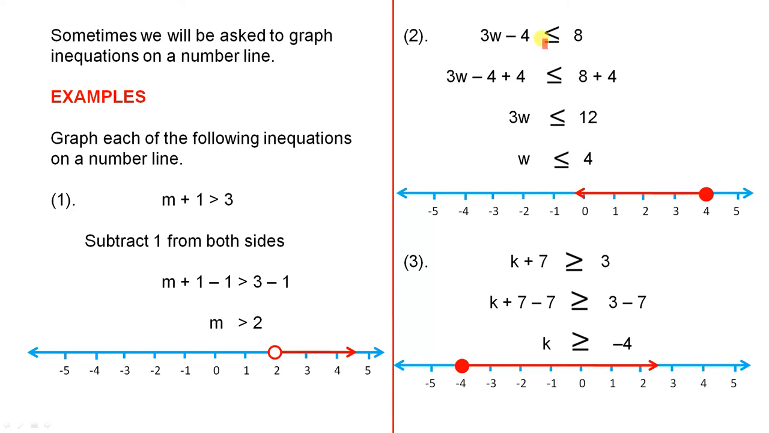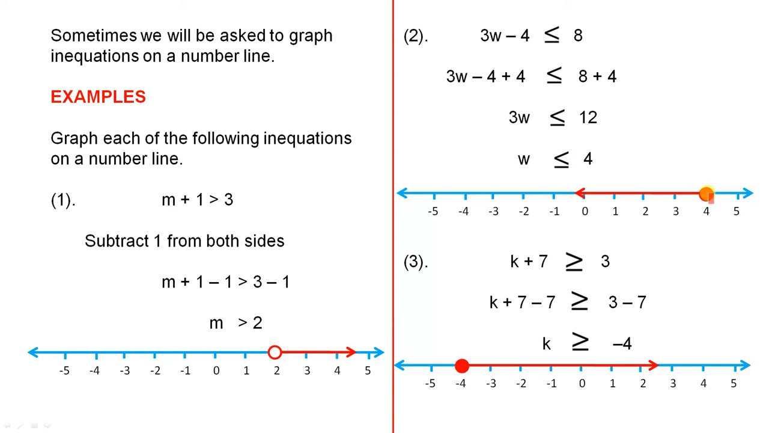Example number 2 is this one. So to remove the negative 4 from this side, we add 4 to both sides. So that gives us the second line. When we simplify the second line, we have 3w is less than or equal to 12. We divide both sides by 3, which gives us w is less than or equal to 4.